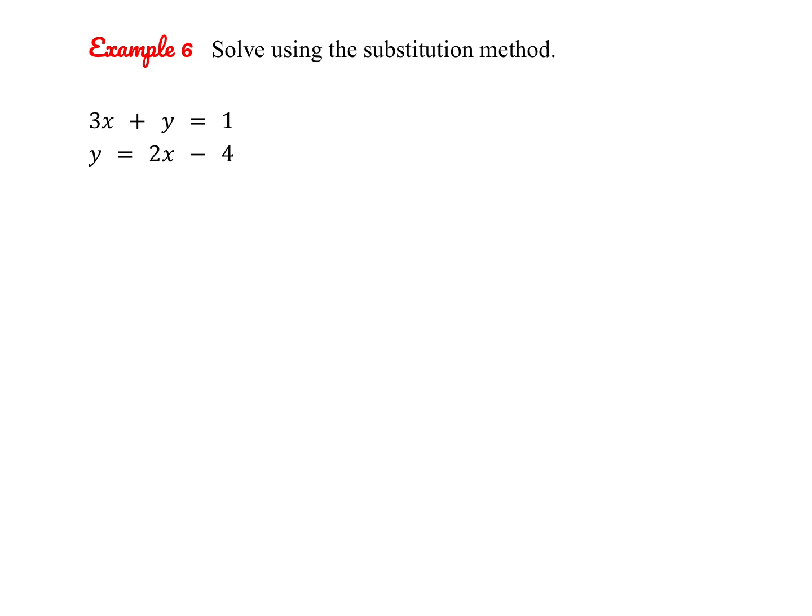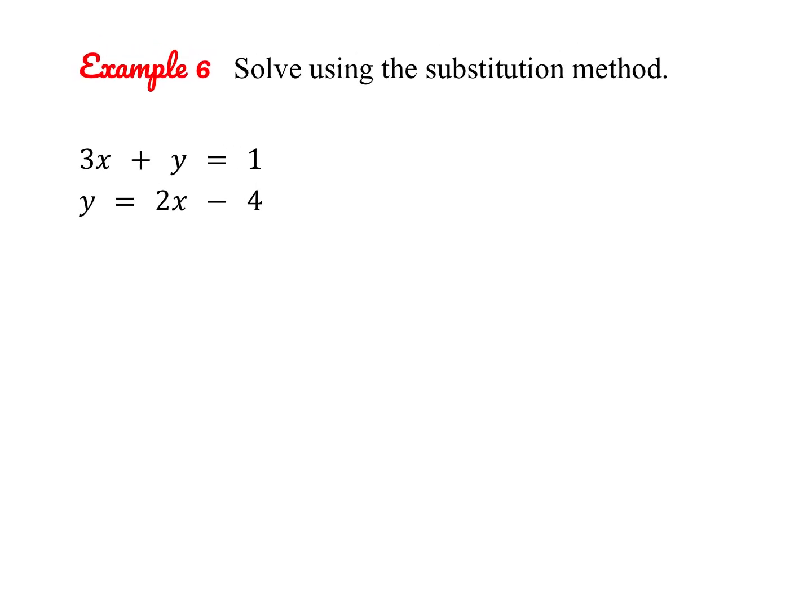All right, let's try this one together using the substitution method. So I'm using the substitution method because I see that one of my variables is already isolated. I have y equals 2x minus 4, which means in the other equation where I see this y, I can replace it with 2x minus 4. So I'm going to do that here. So 3x plus 2x minus 4 equals 1. So when I do that substitution, now this equation, instead of having two different variables, only has one. So I can solve for x.